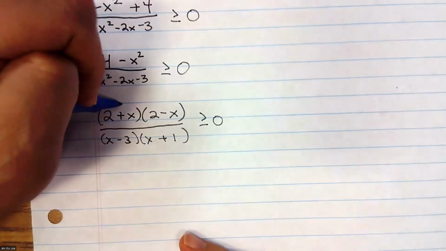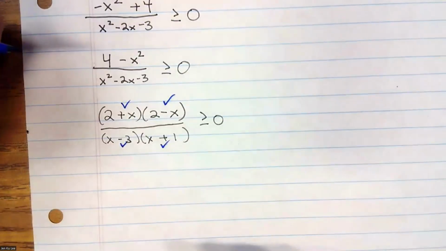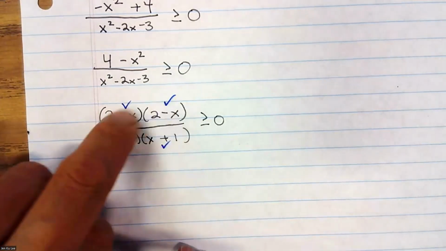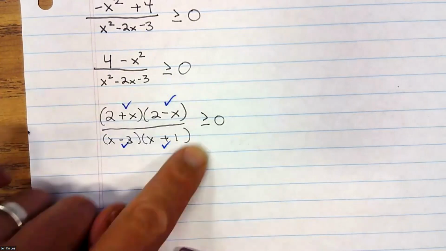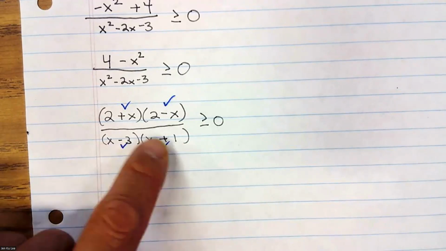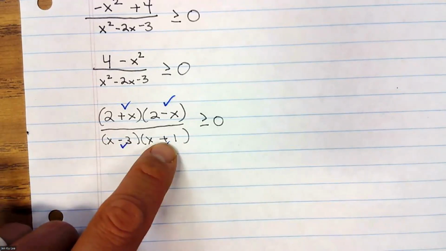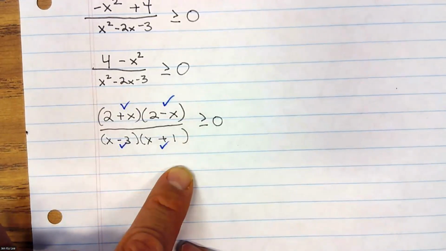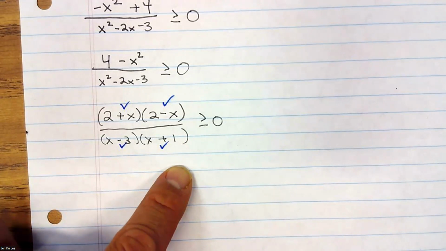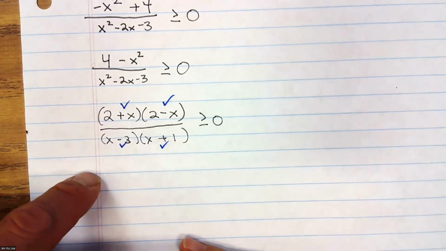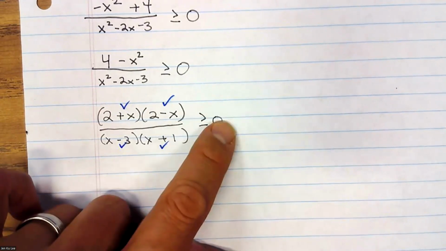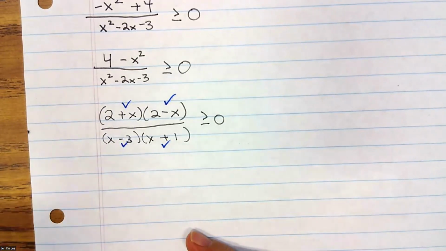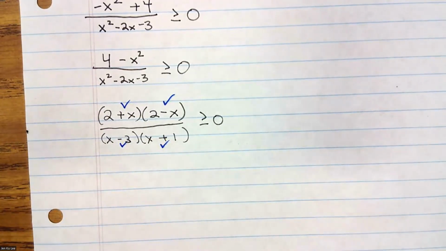Now I have to make every single factor here equal to 0. Because if one of these factors on the top is 0, that makes this whole thing 0. If one of these, x minus 3 or x plus 1, is equal to 0, it makes this whole thing undefined. I want the 0 because it's greater than or equal to 0, but I don't want this to ever be undefined. So you basically get 4 cut points.